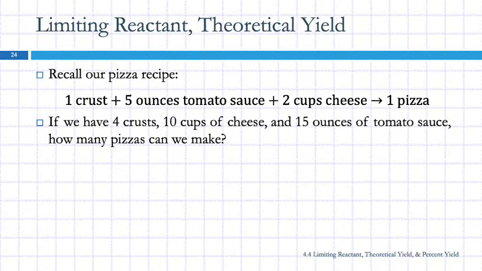We were talking about pizza and how the recipe gives us relationships between the amounts of the ingredients and the amounts of pizza. So let's look at that recipe again. And now, what if we have available 4 crusts, 10 cups of cheese, and 15 ounces of tomato sauce? How many pizzas can we make?